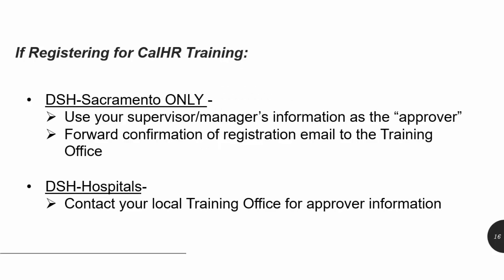If you are a DSH Sacramento employee registering for a CalHR training, please use your supervisor or manager's information as the approver and forward your confirmation of registration email to the training office. For all other DSH hospital locations, please contact your local training office for approver information.